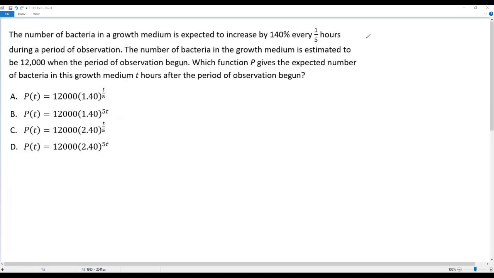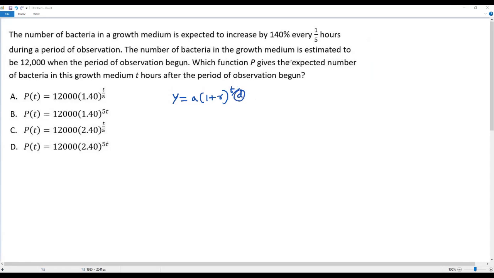So the given situation can be expressed using an exponential model. Since the number of bacteria is increasing, we can represent the given situation by an exponential growth function. The general form of an exponential growth function is y equals a times (1 plus r) raised to the power of t over d. Here a is the initial value of y, r is the rate of growth in decimal, t is the time period, and d is the growth interval.